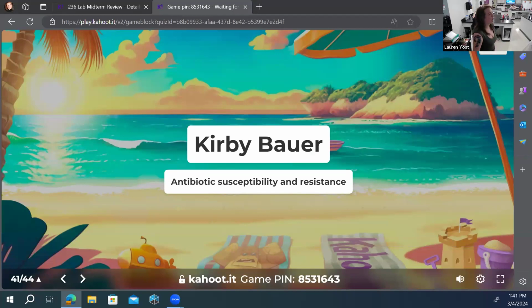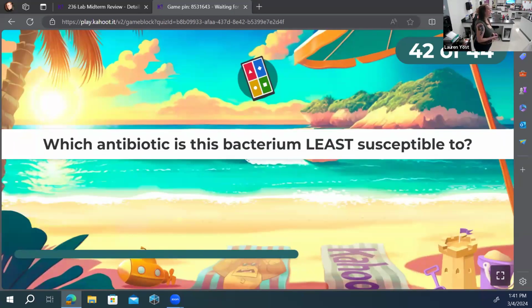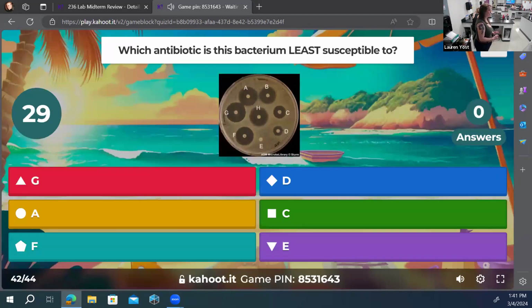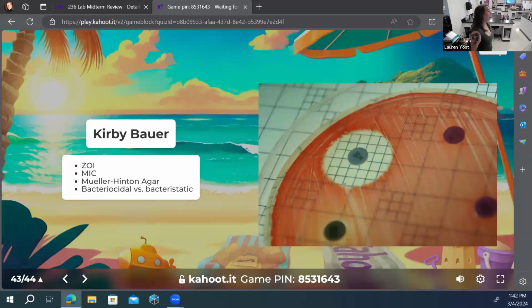Okay, I forget about Kirby-Bauer every time, y'all. Okay, Kirby-Bauer, antibiotic susceptibility and resistance. Which antibiotic is the bacterium least susceptible to in this? All right, good job. So that is correct. It's going to be E, because that's the one where it wasn't affected at all by the antibiotic, right? So it's absolutely not susceptible to it. It used to be an extra credit question.